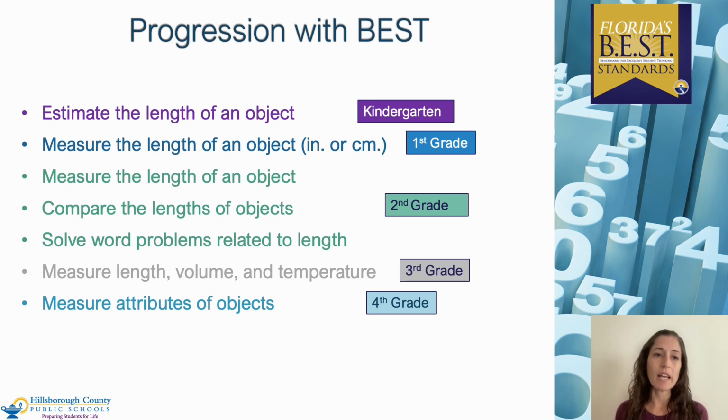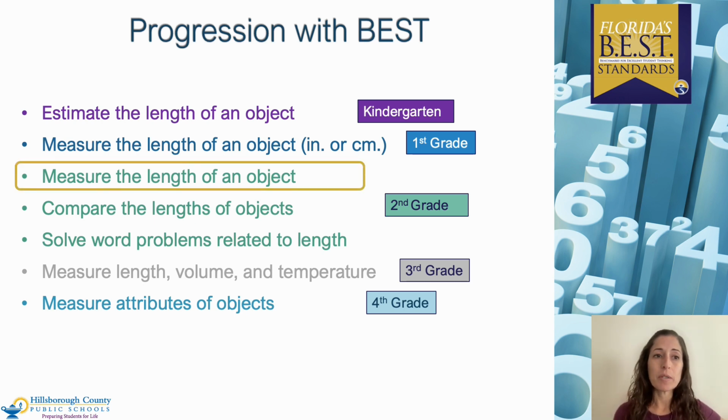As you can see on the slide, there are 3 benchmarks in the second grade unit on measurement. The first has to do with estimating and measuring the length of an object. Students will also be comparing the lengths of objects and solving word problems related to length. However, for the focus of this video, we're going to be focusing really on that first benchmark, measuring the length of an object, because we're going to talk about how it relates to a number line, and really thinking about why that's even important. Why would we spend the time doing that?